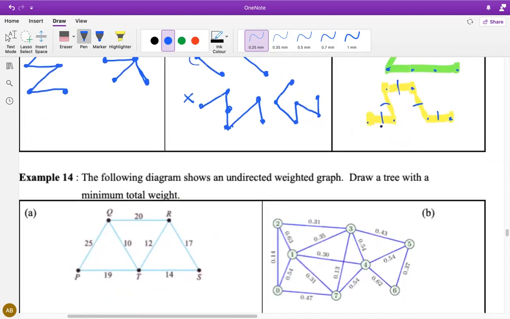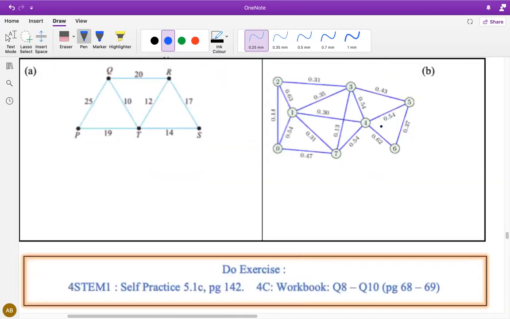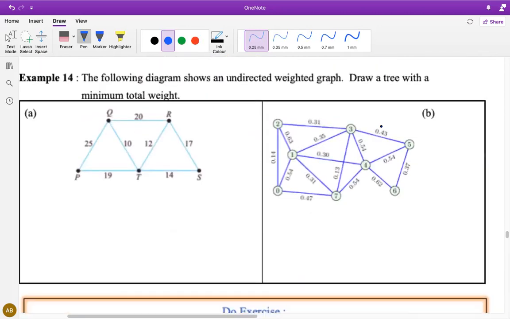Okay, this one. The following diagram shows an undirected weighted graph. Draw a tree with a minimum total weight. Okay, so minimum total weight. So first thing, right? First thing we have to find out how many unnecessary edges there are here. So how many points or how many vertices? 1, 2, 3, 4, 5, right?